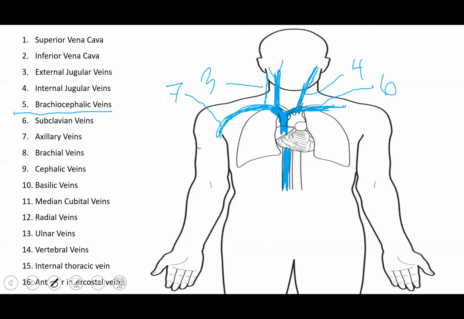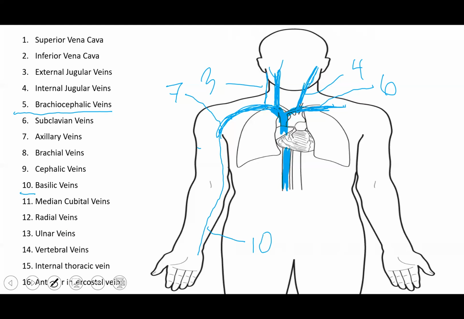And the first branch is going to travel down the medial side of the arm. This branch is going to be called the basilic vein. All right, so number 10, the basilic vein. So it's already starting to look just a little bit different.